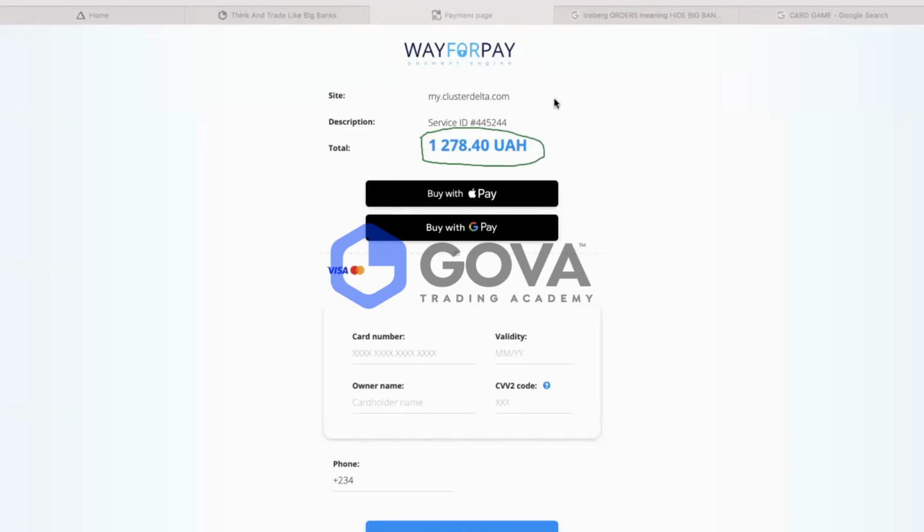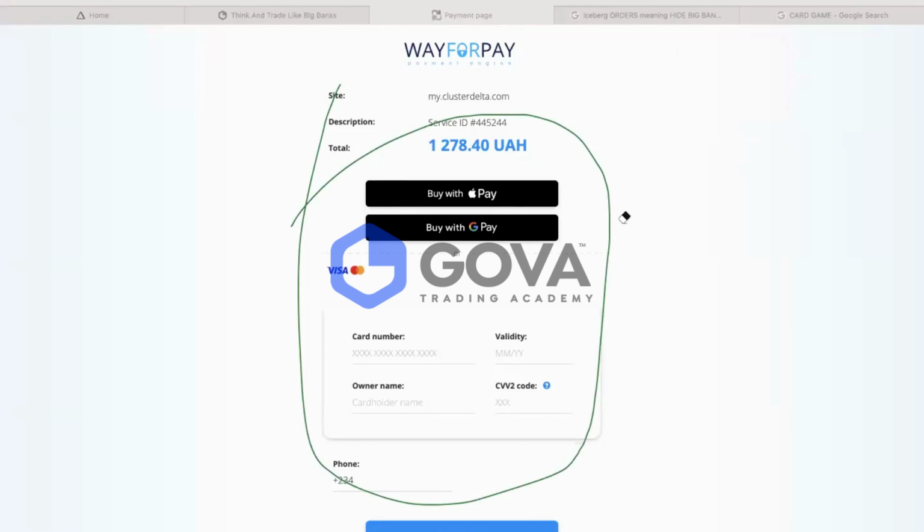But this amount is equivalent to $34 for 6 months. This is a 6-month subscription, all right? So when you subscribe for 6 months, you should be able to enjoy Clusterdelta for 6 months. Just put in your details here if you want to pay with your card.